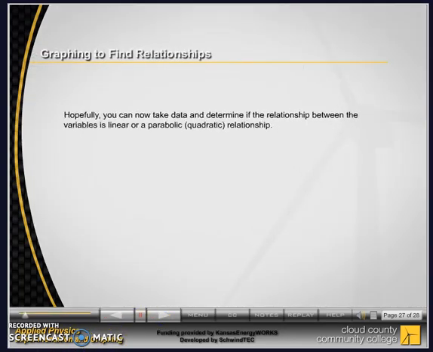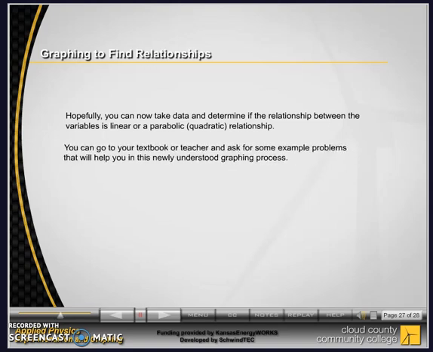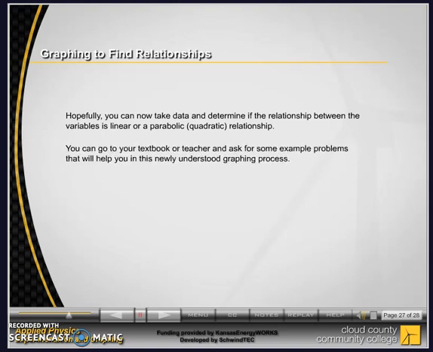Hopefully you can now take data and determine if the relationship between the variables is linear or a parabolic or quadratic relationship. Again, you can go to your textbook or teacher and ask for some example problems that will help you in this newly understood graphing process.